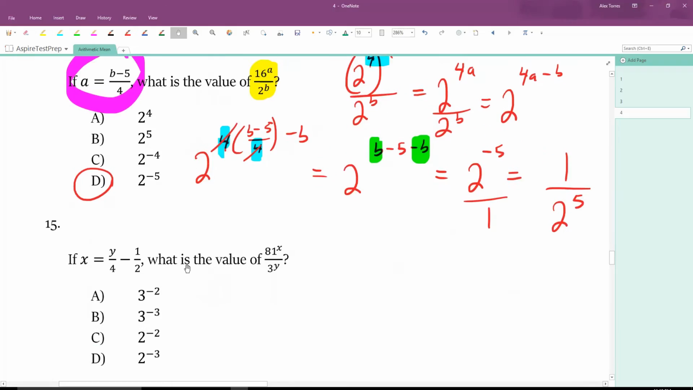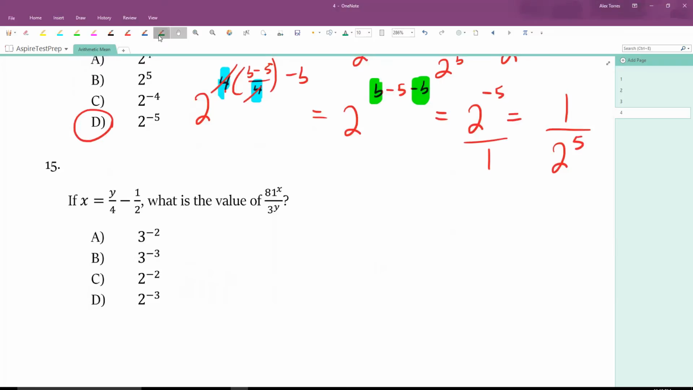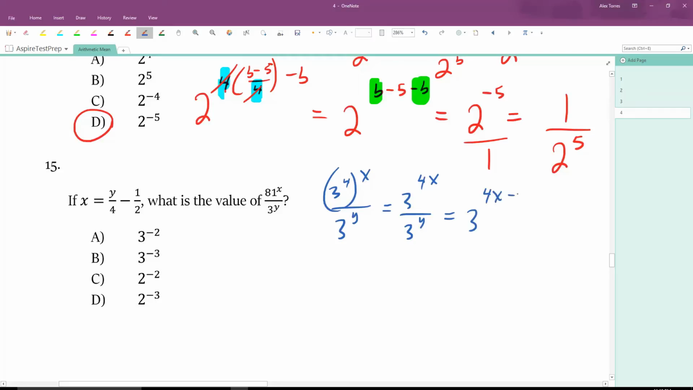Going over to number 15, we're being asked about 81 to the x over 3 to the y. Now 81, that's really 3 to the fourth power, to the x, over 3 to the y. Simplify it a little, 3 to the 4x over 3 to the y, and use our subtraction rule, that's 3 to the 4x minus y.